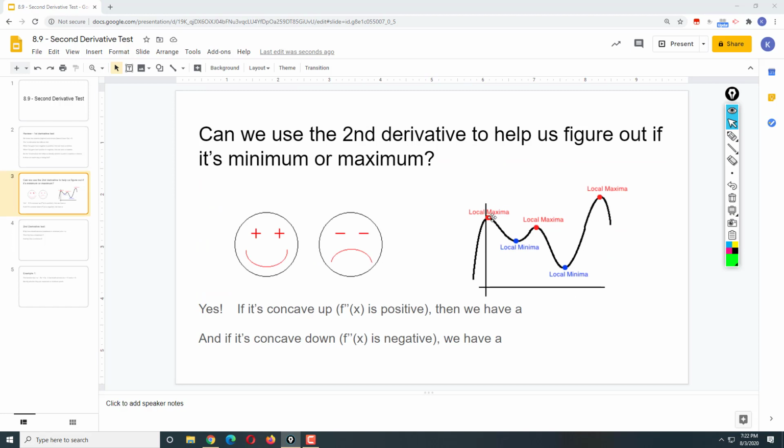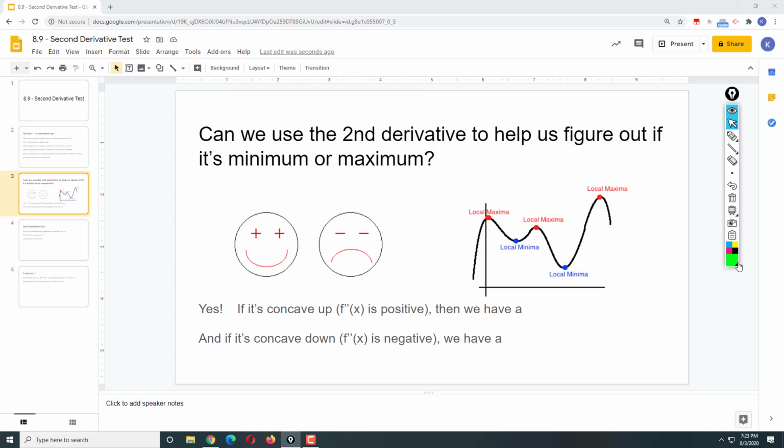On this graph, we have some maxima and some minima. Remember, the second derivative tells us concavity. So if it's like a U, then it's positive concavity. The second derivative is positive. If it's like a rainbow, then it's negative concavity. The second derivative is negative.